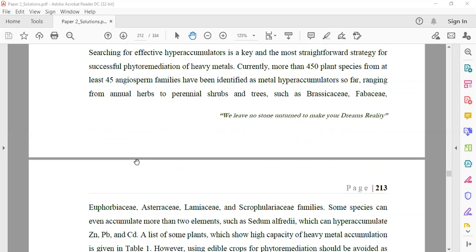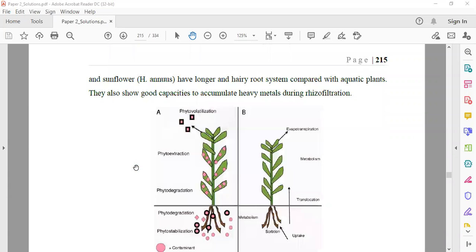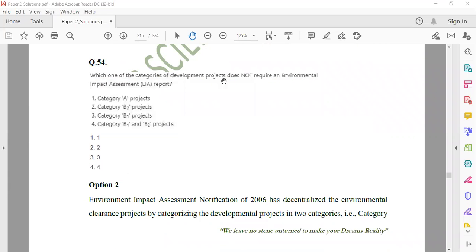Now we will be talking about the next question, which is 54, and this question has been picked from EIA, Environmental Impact Assessment. This question is specific to your 2006 draft of EIA, not from 2020, right? Though we were expecting the question from 2020, the examiner preferred to ask theory from the 2006 draft. It's a well repeated question, repeated multiple times: which of the following categories of developmental projects does not require an environmental impact assessment EIA report?